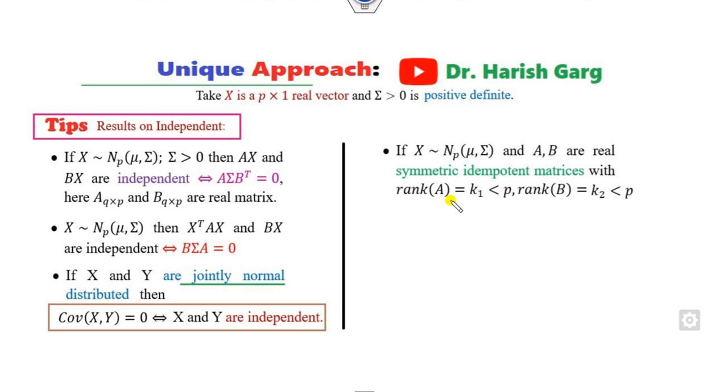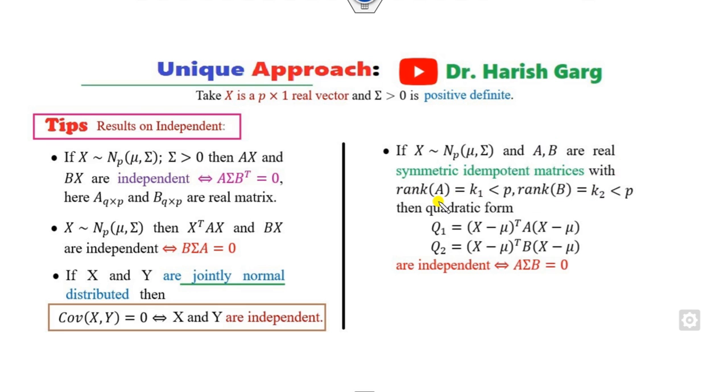Similarly, if you have two matrices A and B such that rank of A is K1 and rank of B is K2, then we can define the two quadratic forms, which follow chi-square distributions with K1 and K2 degrees of freedom. Since mu is subtracted, these are called central chi-square distributions. Then they are independent if and only if this result holds, and this is the same as this.